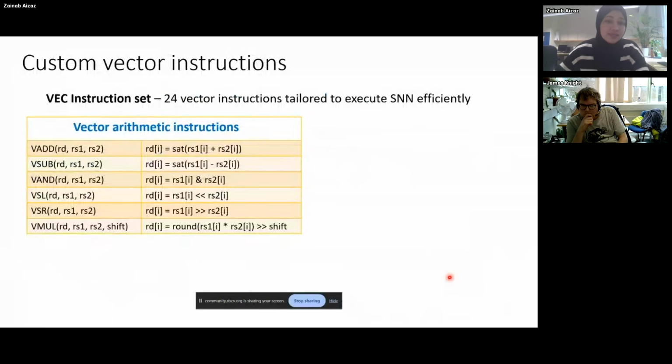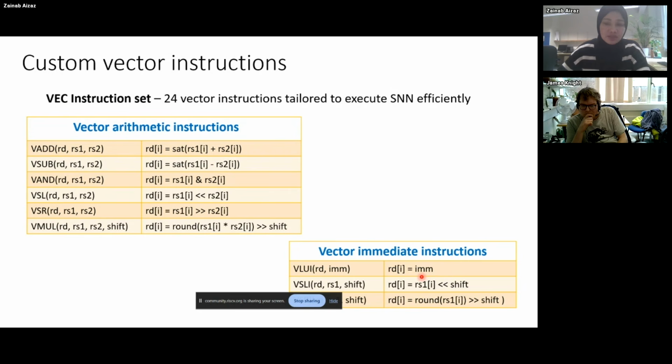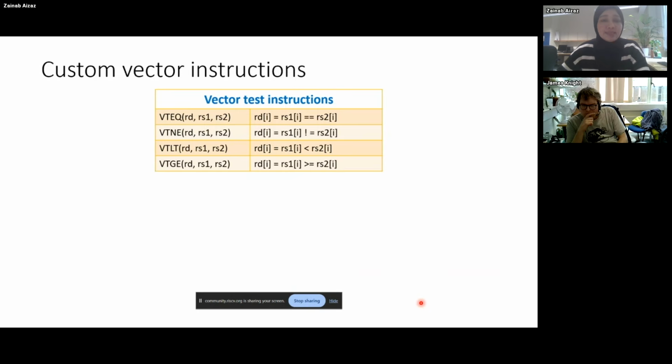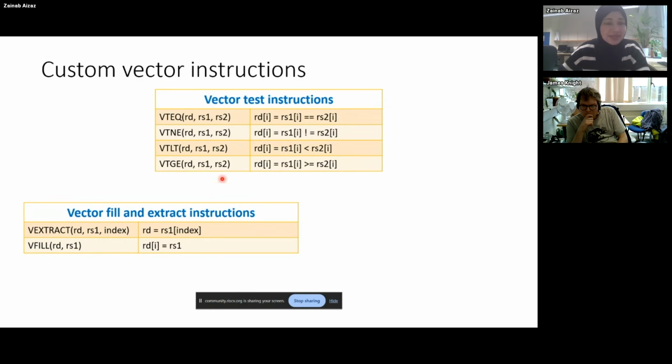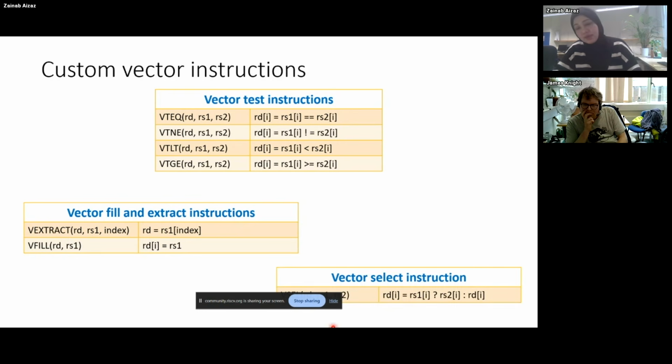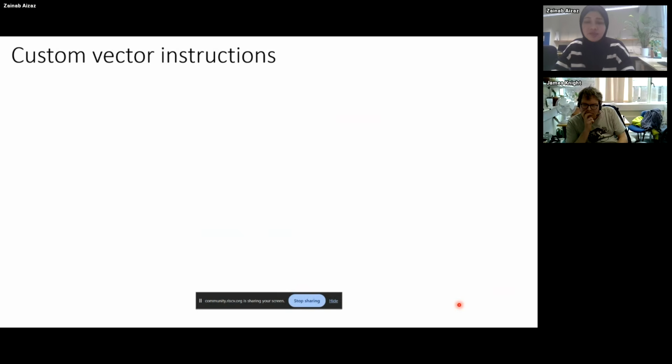So these are the instructions that we made: vector arithmetic instructions performing addition, subtraction, multiplication; vector immediate instructions, so shifting and all performed on immediates; vector test instructions that test the equality or inequality of the vectors; vector fill and extract. You need to fill the register file with some constant, so vector fill. Vector extract, you need to extract some constant from the vector register file to be used in another process. So this is for that. And then vector select works quite like the conditional operator of C.